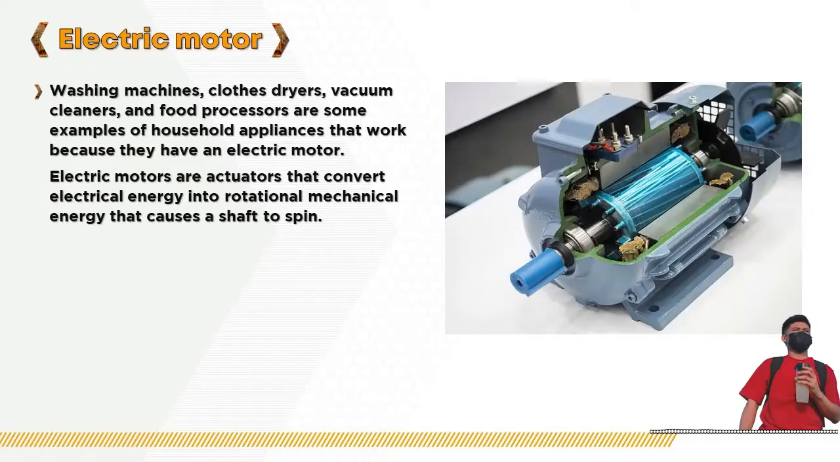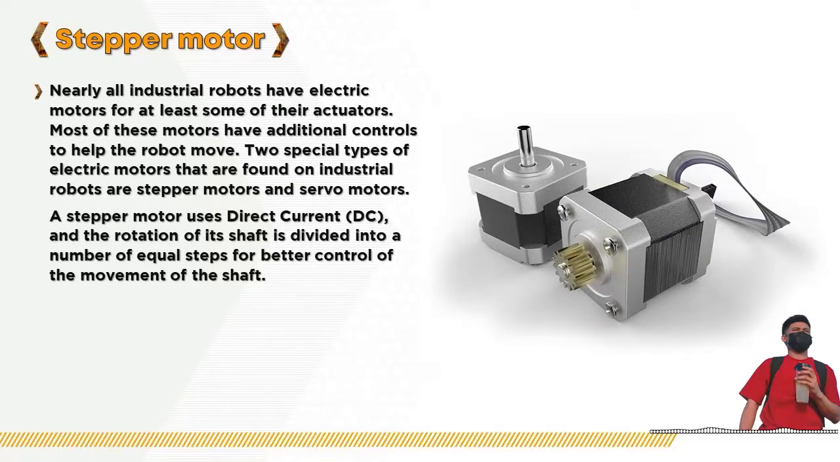The third example is the electric motor. Washing machines, clothes dryers, vacuum cleaners, and food processors are some examples of household appliances that work because they have an electric motor. Electric motors are actuators that convert electrical energy into rotational mechanical energy that causes a shaft to spin. And next is the stepper motor.